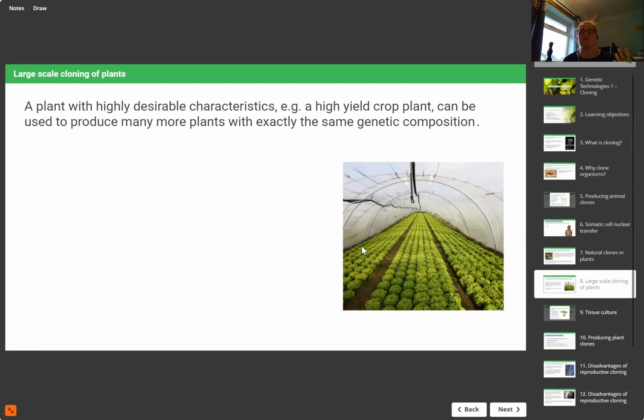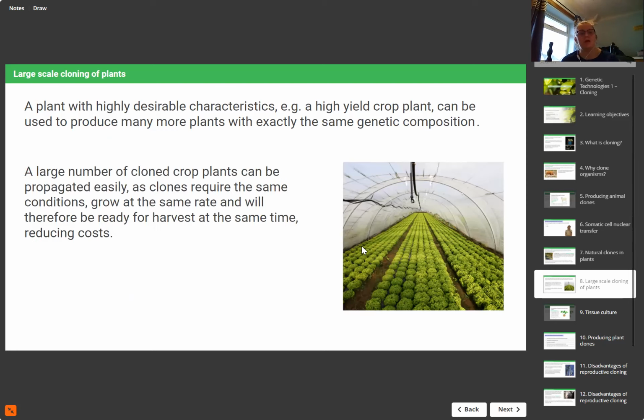Large-scale cloning of plants, so more human cloning of plants. A plant that's got highly desirable characteristics, like I was saying, a high yield crop plant, or one that might be resistant to certain pests, can be used to produce more plants with exactly the same genetic composition. A large number of cloned plants can be propagated really easily because all those clones require exactly the same conditions. They will grow at exactly the same rate and will therefore be ready for harvest at the same time.